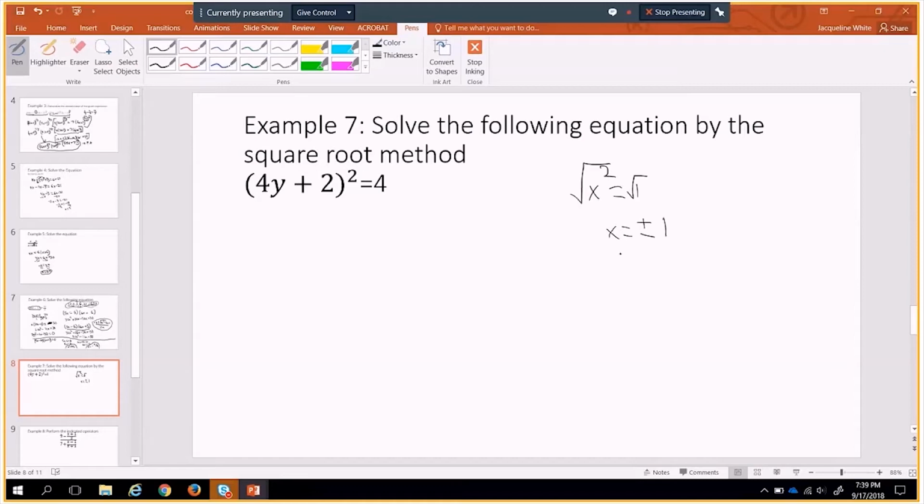All right? So if we know that, let's take this example and apply it to this one. So we have 4y plus 2, this is all being squared, that's equal to 4. All right? Let's take the square root of both sides. Remember, the square root takes care of that too, because it's going to be 4y plus 2 to the 2 over 2 power, which turns into just 1, which turns it into just itself. And that's equal to, the square root of 4 is 2, but the square root method entails you to have that plus or minus 2.